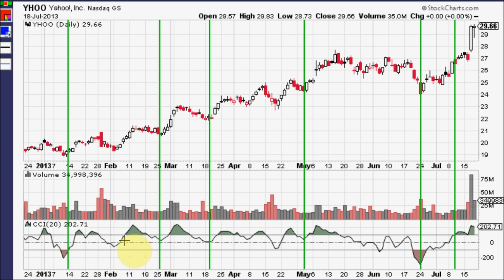It's when the CCI crosses up through the plus 100 line and then forms a very sharp point and starts turning down, like right here. The stock does go down. Here's another one.